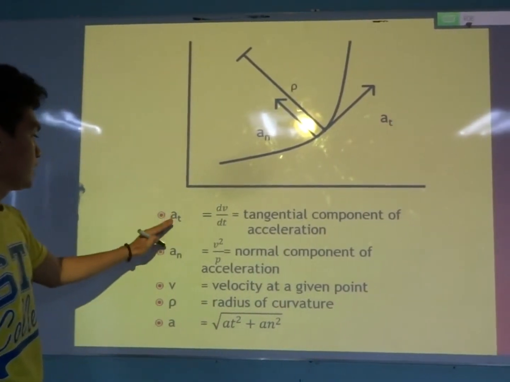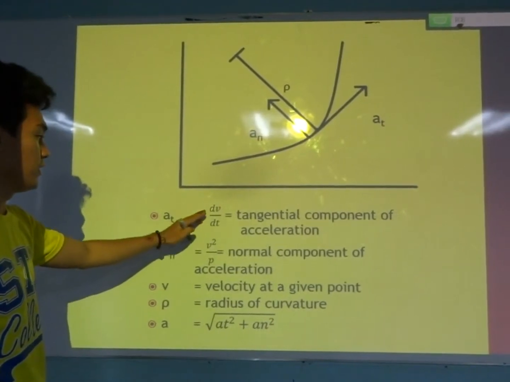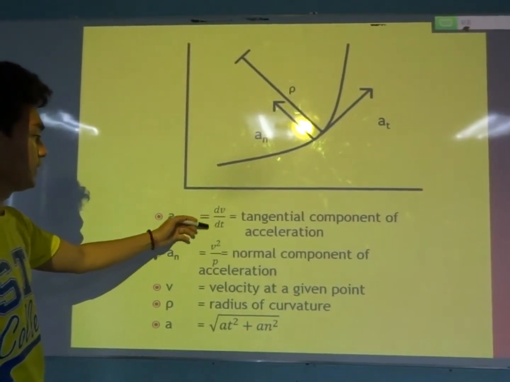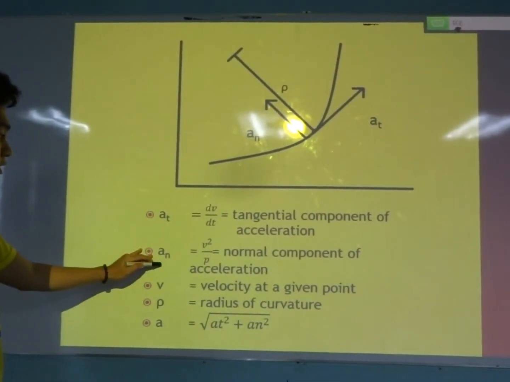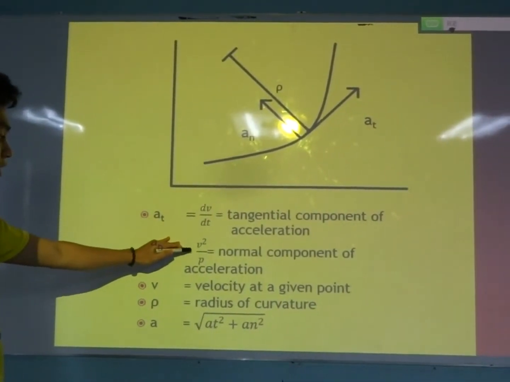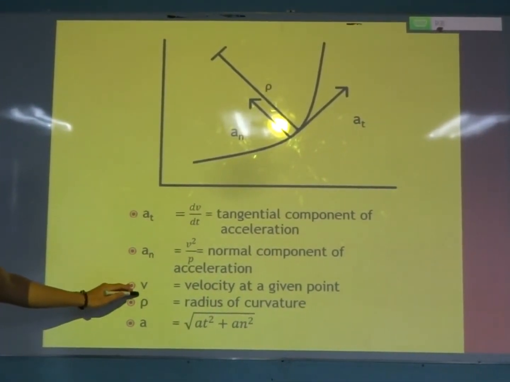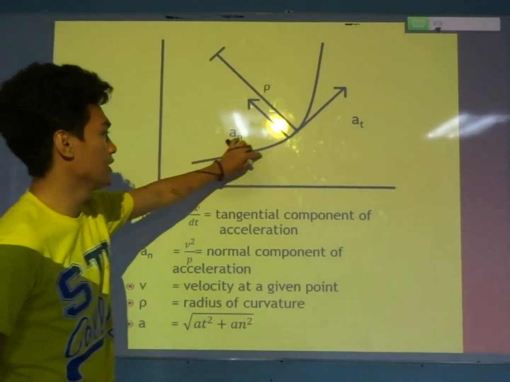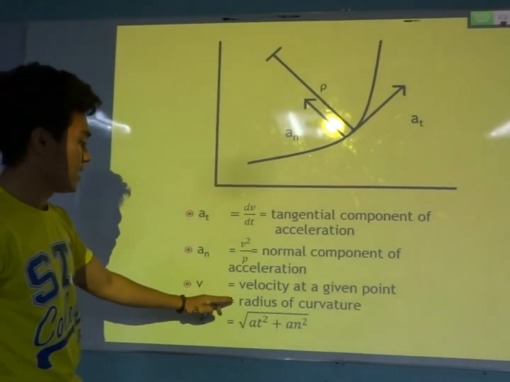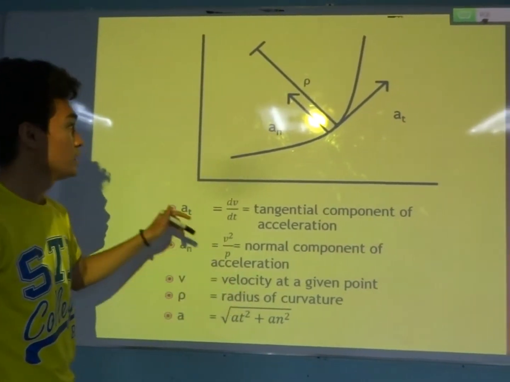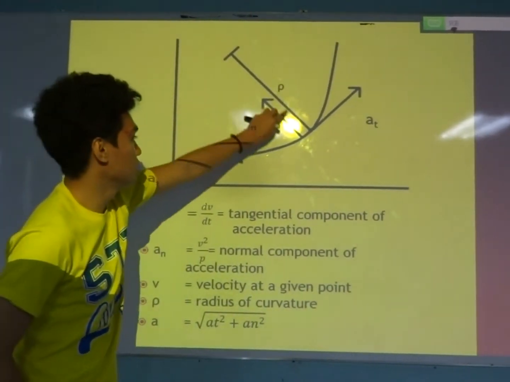Here, tangential acceleration is equal to the derivative of velocity over the derivative of time. And the normal acceleration is equal to velocity squared over the radius of curvature. We have here our velocity, which can be located at any point in our curve. Next, our radius of curvature, which is represented by a rho symbol here.